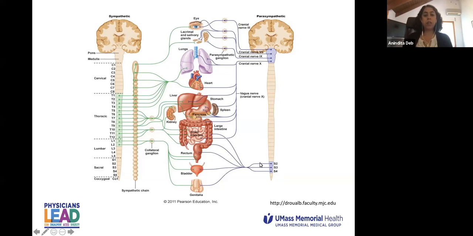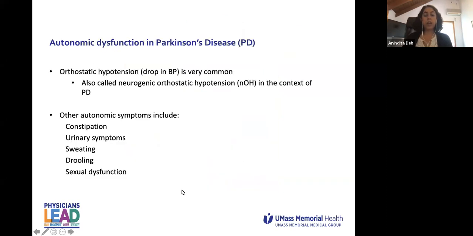So functions of all of these systems are controlled and balanced, as I mentioned, through the sympathetic and parasympathetic systems. So why does this matter in Parkinson's? Well, this is important because we hear about and we see symptoms of autonomic dysfunction in Parkinson's disease. And like all symptoms in Parkinson's, some patients have more autonomic dysfunction than others, and everyone has a different constellation of autonomic symptoms, based on their disease process.